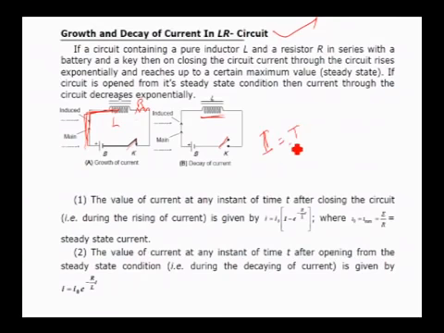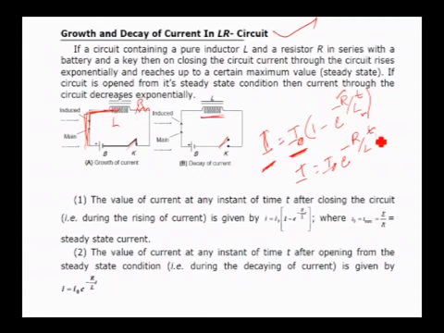is given by the expression I is equal to I naught into 1 minus e power minus R by L into t, where I naught is the current when the circuit reaches the steady state. You can say this is the maximum current, this is the instantaneous current, R is the resistance, L is the inductance. But if the key is opened, the current slowly starts decreasing, and at any instant it is given by I naught into e power minus R by L into t.